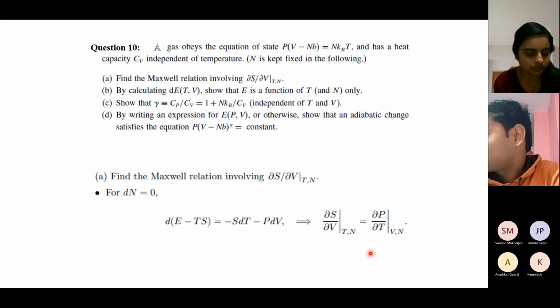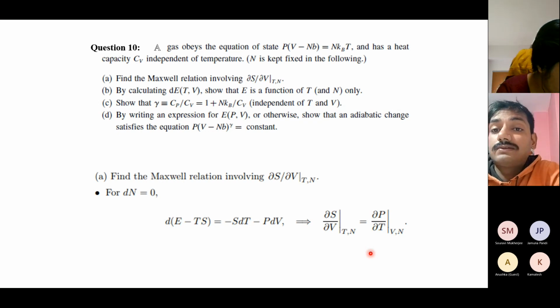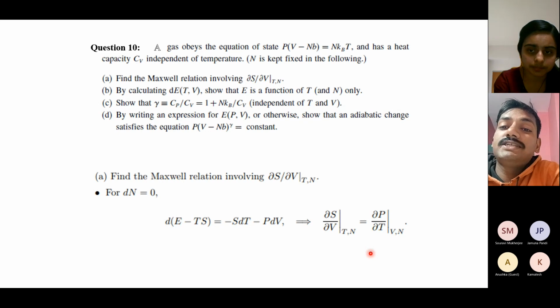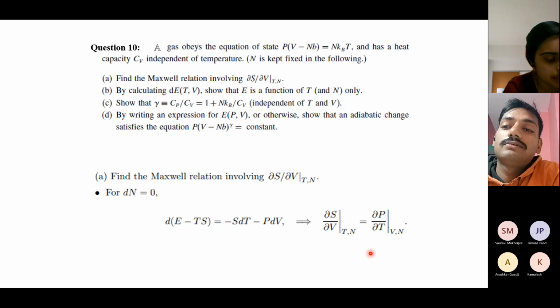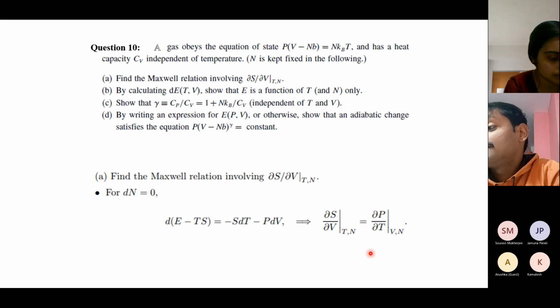Any idea? Others can also respond if they have some idea. Because this is a very interesting and important CV concept: CV is independent of volume. You have to prove that CV is independent of volume. How do you do that? You get this expression and you have to show that it's independent of temperature and volume. So how do you show that CV is independent of volume?